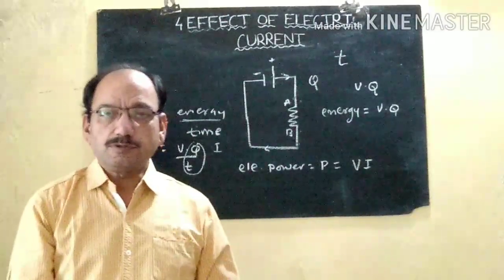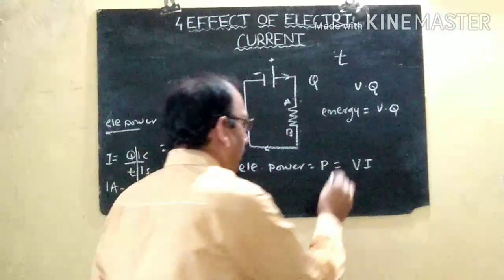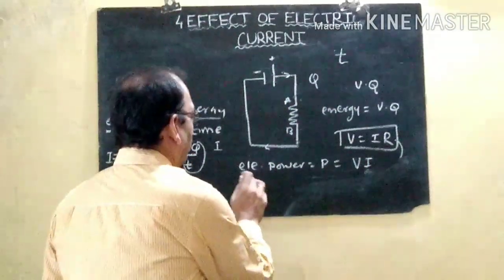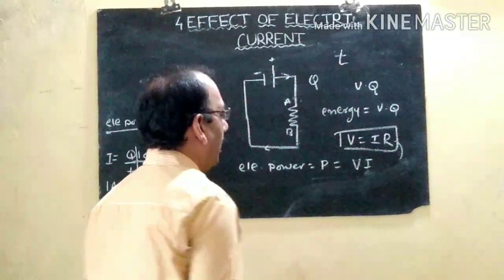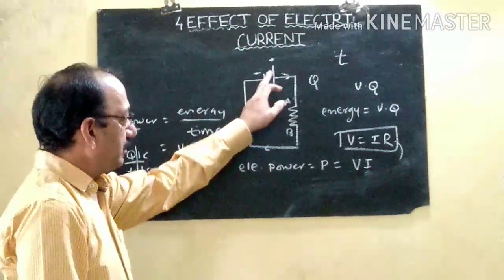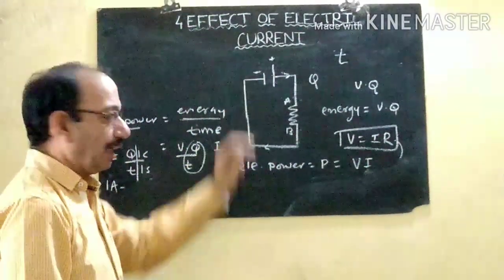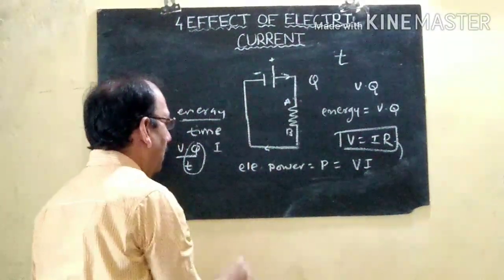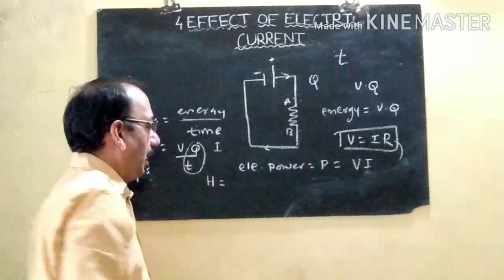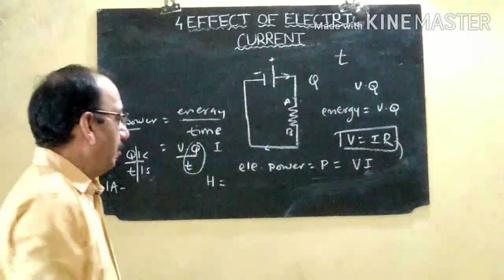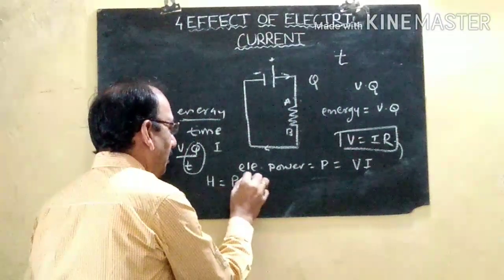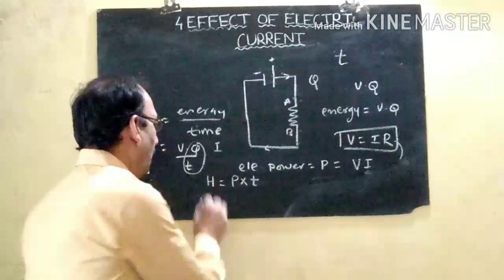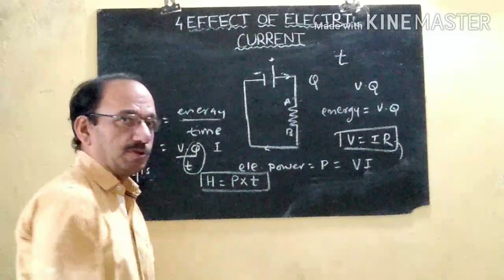You already learned Ohm's law in the previous classes: V is equal to IR. We get electrical power P is equal to V into I. When current is passing through this electrical circuit for a long time, then in the resistor AB heat will be produced. The heat produced in this resistor is the multiplication of power and the time for which the electrical current passes through the circuit. From this we can calculate Joule's law.